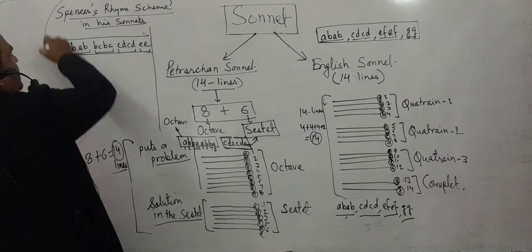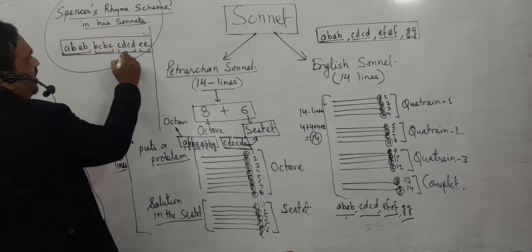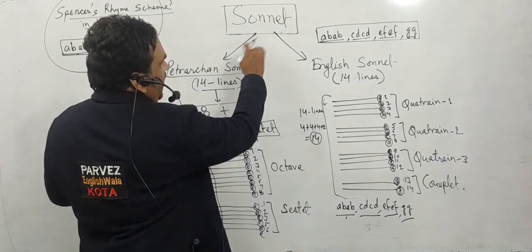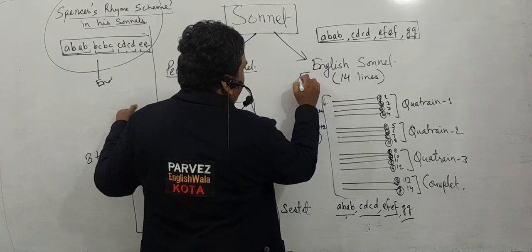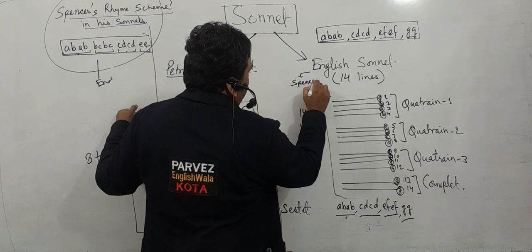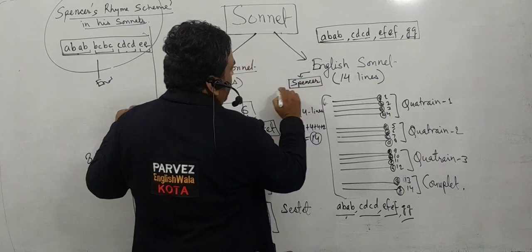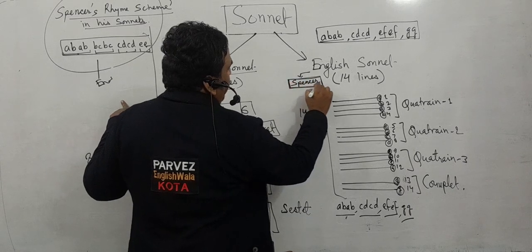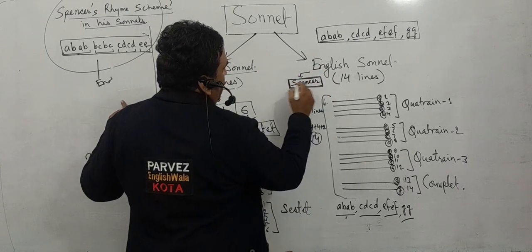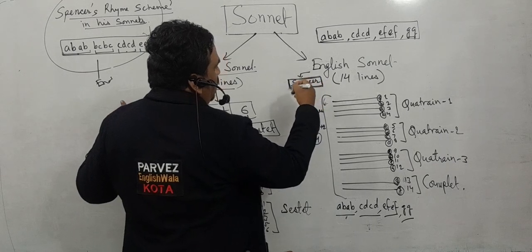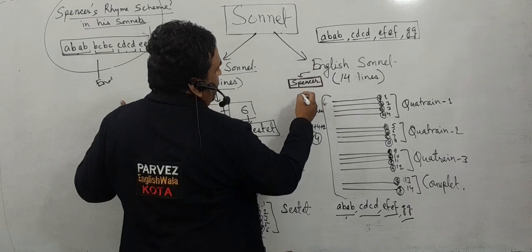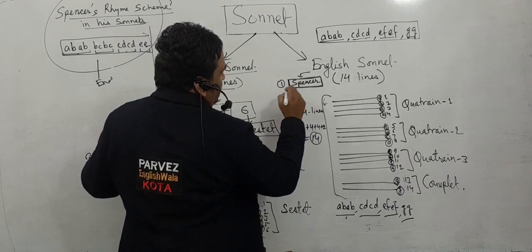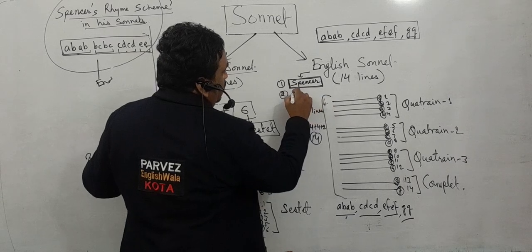So Spenser followed 3 quatrains and 1 concluding couplet. It means English sonnet. So you may write down here at the top, English sonnets followed by number 1, Edmund Spenser, who followed a different rhyme scheme from English sonnets, but his origin was English sonnet. So Spenser made his own sonnet from English sonnets and not from Italian sonnet. In English sonnet, the followers are Spenser, and number 2 is John Donne.